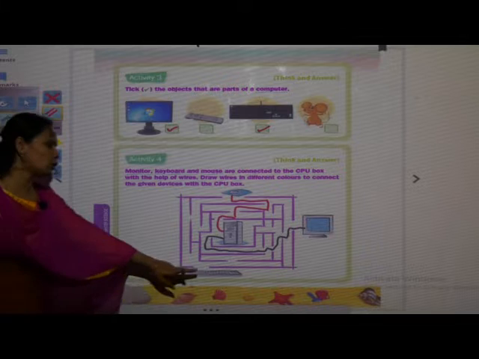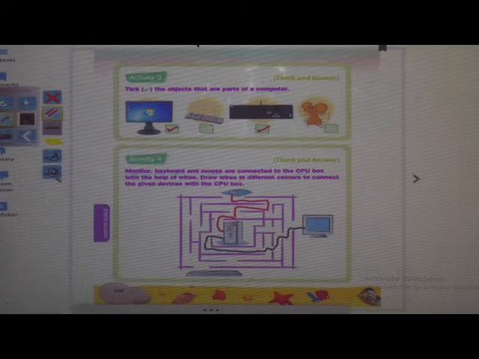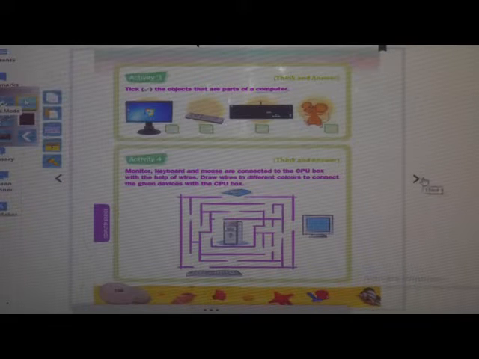Come on keyboard, do by yourself. I am not going to do your keyboard, you do by yourself. I will wait for a minute. Keyboard you have to do by yourself. Okay, very good. So you have found keyboard and you have connected to CPU with the help of wire. Yes? Very good, students. So let us see the next page.